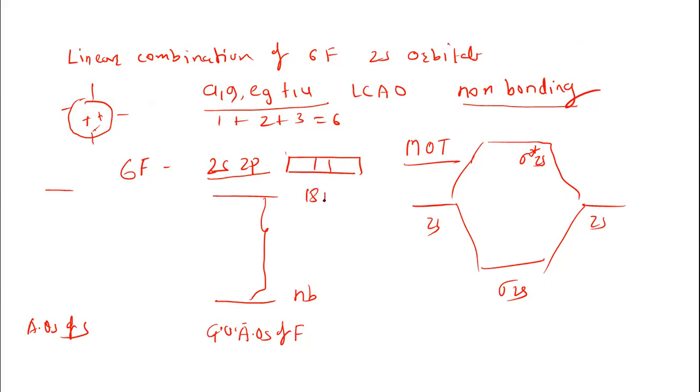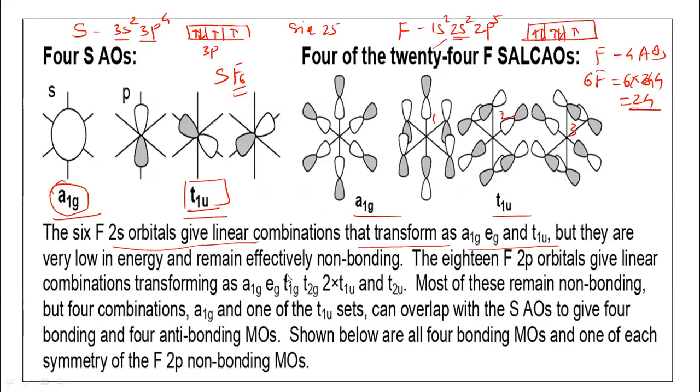18 p orbitals. They are also going to be combined, and there is a formation of the group orbitals. So see here, the 18 fluorine 2p orbitals. How many orbitals are there? 18 orbitals give linear combination. The linear combination will be expressed between them. On the basis of the molecular symmetry and group theory, there is a formation of A1G, EG, T1G, T2G, 2 into T1U and T2U.